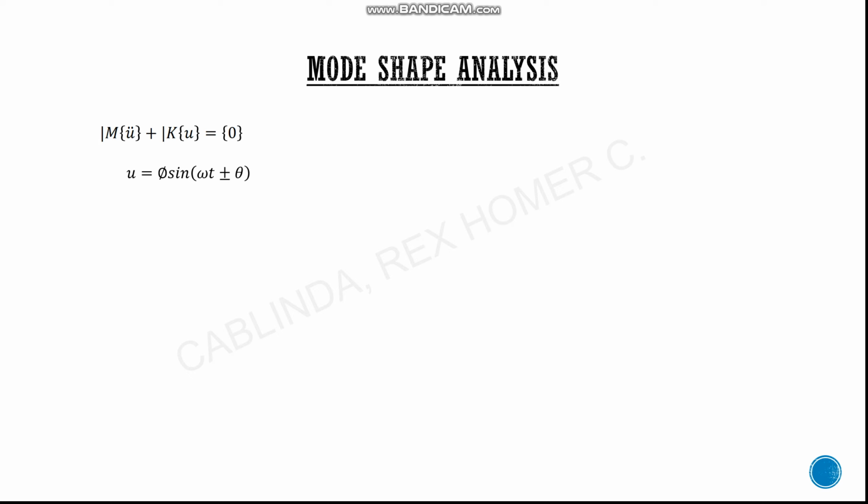You're already familiar with omega, right? That is our natural frequency. The t, of course, is the time. Now what about phi and theta? Theta, we call this our phase angle.